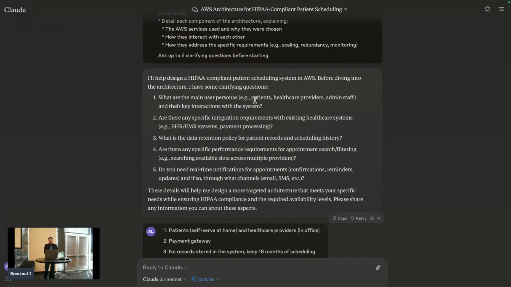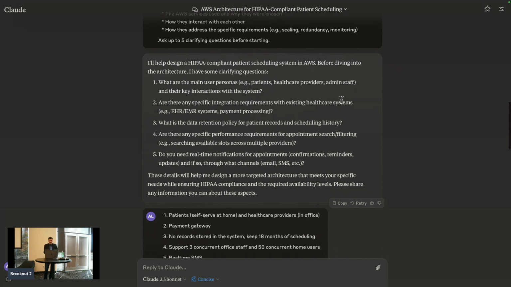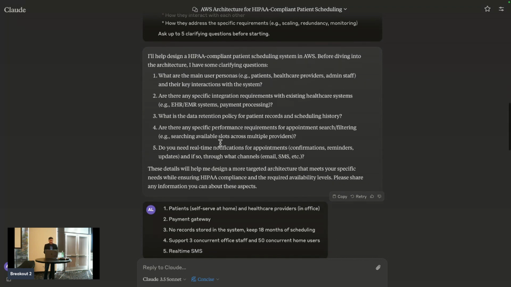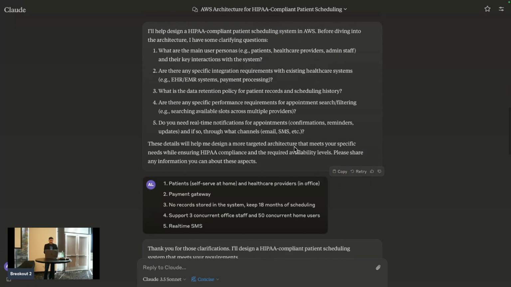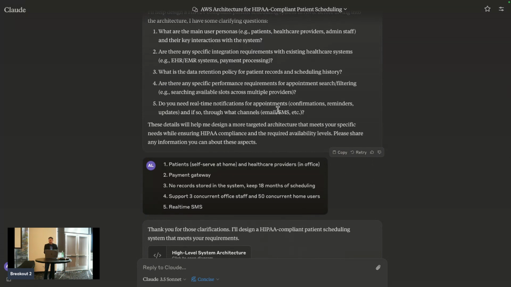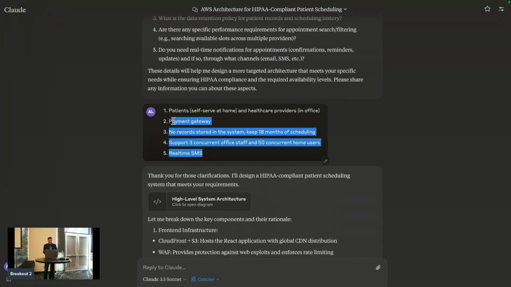What are our main personas? Patients, healthcare providers, admin staff. Any integration requirements? What's the data retention policy? Performance requirements? Do you need real-time notifications? Oh, these are pretty good questions. So I gave it answers to all of them.